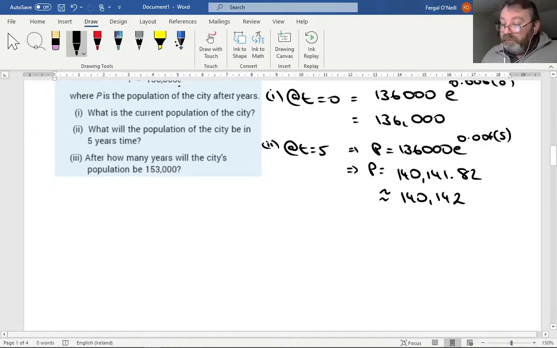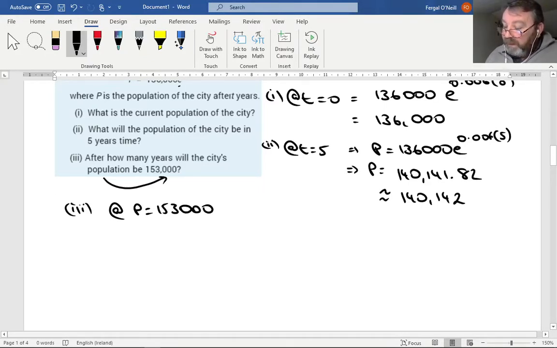And then part 3, after how many years? So this time they're looking for the value of t, but what are they giving me? They're telling me what the population is. So in part 3, we're being asked about t at P equals 153,000. So use the same formula again. P is equal to 136,000 e to the 0.006t. And now we're being asked after how many years. So now we're being asked to work out t at P equals 153,000.